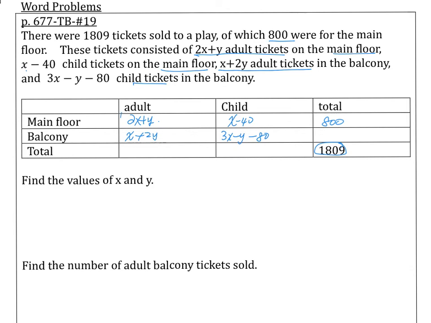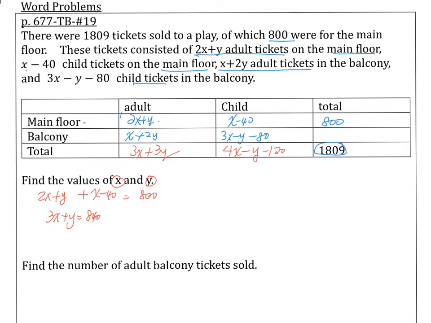To find the total, I can add these two expressions together, which makes 3x plus 3y. And the total for child tickets would be 4x minus y minus 120. Now I want us to find the values of x and y. Well, there are several ways to set this up. So I'm just going to use one way. I'm going to take 2x plus y from the main floor. I'm going to add it to x minus 40 for child tickets on the main floor. I'm going to set it equal to 800. And I'm going to simplify this. This will be 3x plus y equals 840.